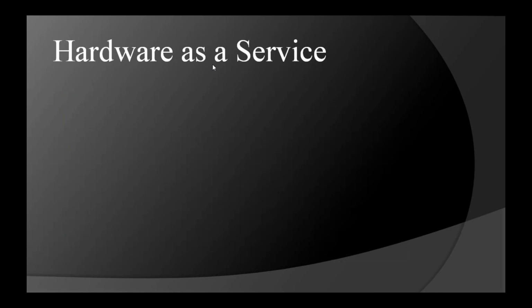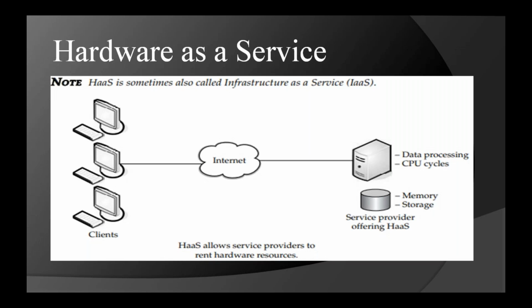So if I go and see the diagram, in the previous diagram it is returning some application or some platform, but here what it is saying is, I just have the data processor, CPU cycles, memory and storage. Okay, just connect to the internet and access these things through the internet. That is the main idea of the hardware as a service. So now if I say the CPU cycle, how to access the CPU cycle? Okay, I'll give an example for this.